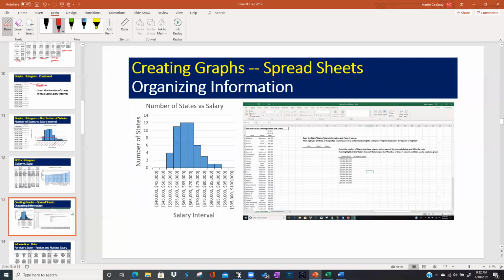In the next video, there's a video that will go through and show you how to create this histogram from all of this information that you have here.